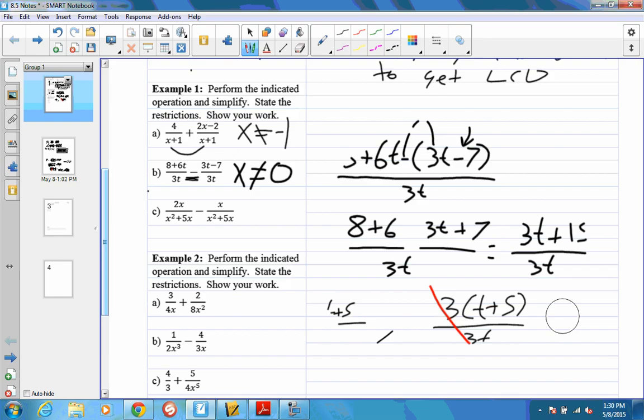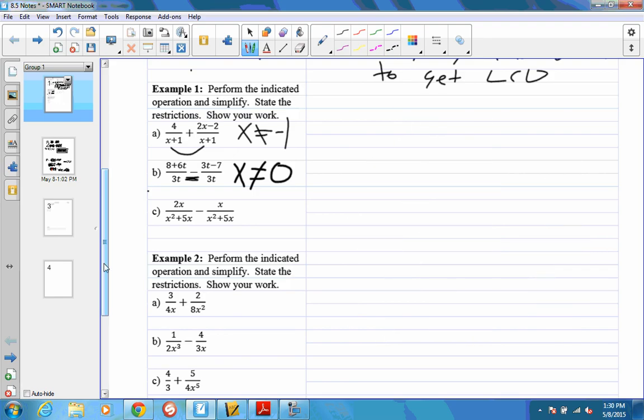Come on. Good. Gigi thinks we should skip C because it's the same. Now, I agree that x squared plus 5 and x squared plus 5 are the same denominator, but what can I do to those? I can factor those. What can I pull out of x squared plus 5? Good. So 2x over x plus 5?